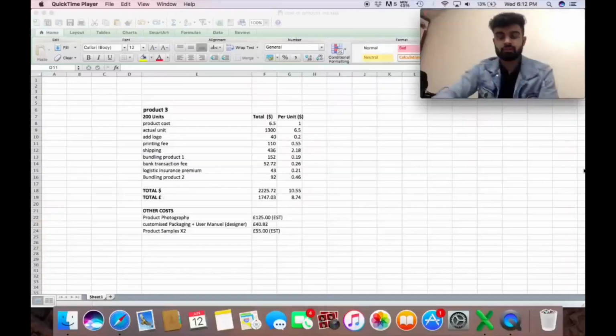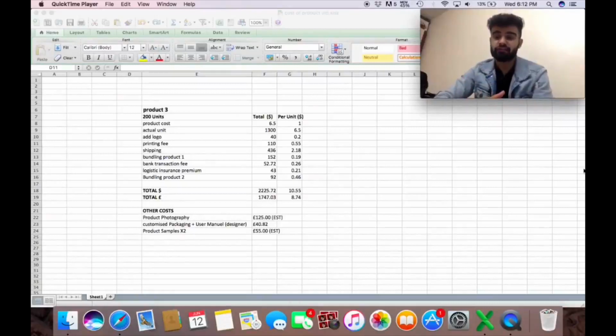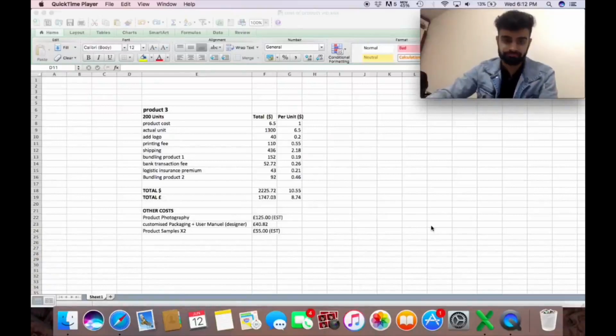Alright guys, now inside my computer I will show you the exact cost that has been incurred for my third Amazon FBA product, and it will be done by using this Excel spreadsheet, which I've done a total breakdown in terms of the total cost and then break it down per unit of that cost.